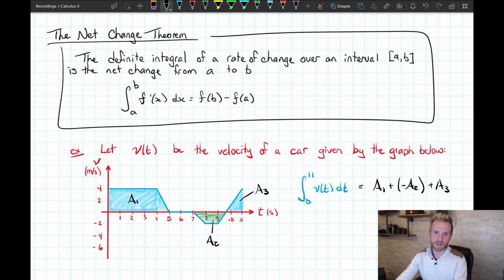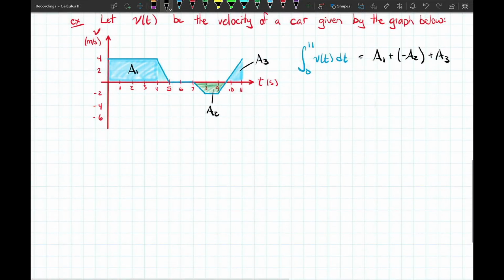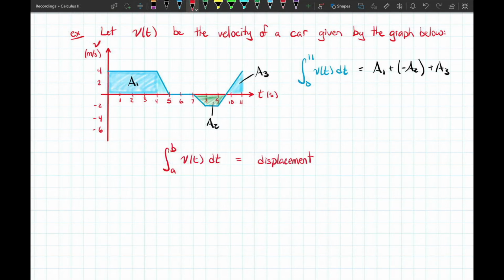Well, if you want distance, you're going to have to make sure that you treat every one of these areas as positive. So remember, the interpretation here is that taking the definite integral of velocity over a time interval is displacement. And if you want something to always be positive, we need an absolute value. In order to get distance, we need to integrate the absolute value of v of t. That can be a little bit tricky to actually do in practice.